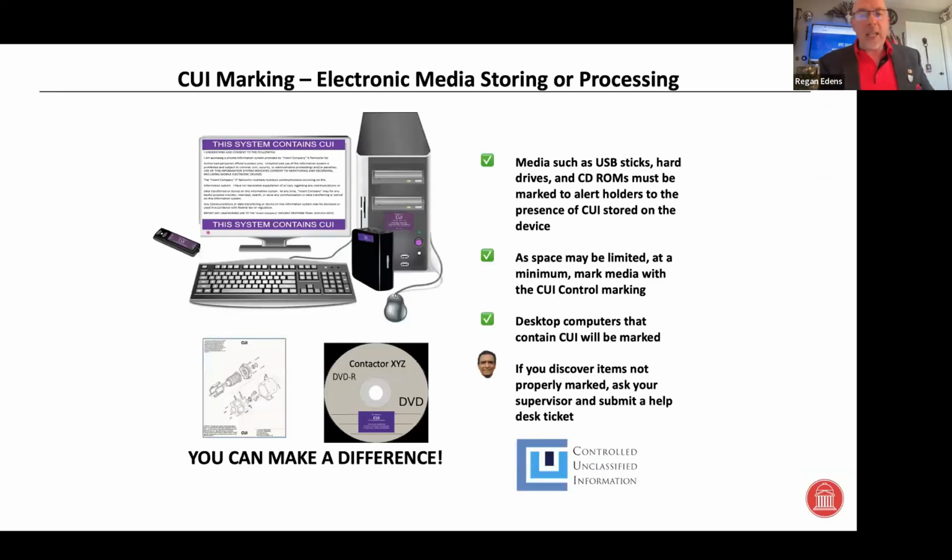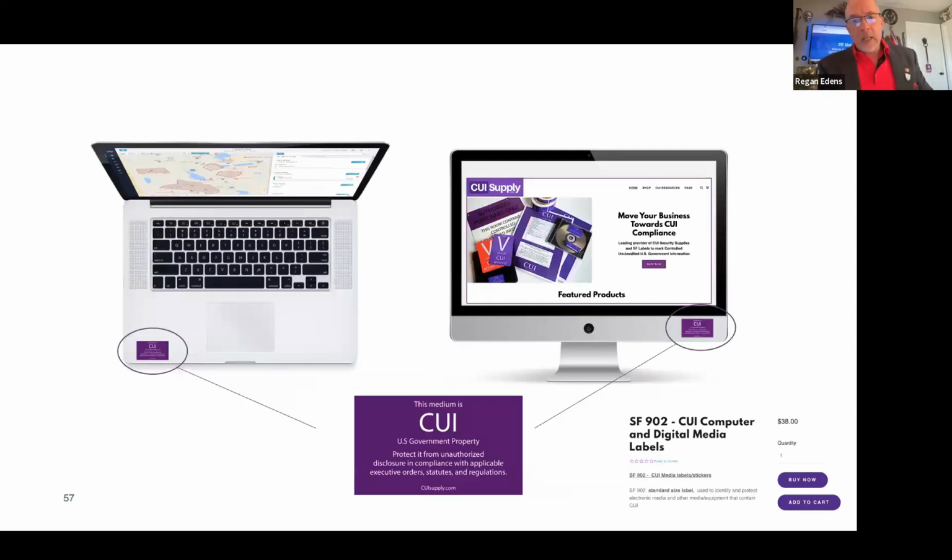So you're going to see examples of this throughout your entire organization. You're going to see your towers, your hard drives, external hard drives, your DVDs, and so on and so forth. You're responsible for marking the endpoints and the network devices that process, store, and transmit CUI and provide access to CUI. So this is done by marking your laptops, marking your monitors, and so on and so forth.